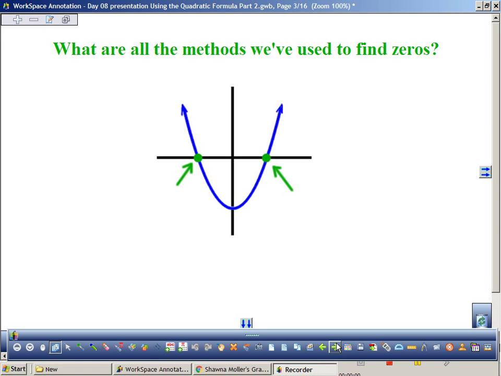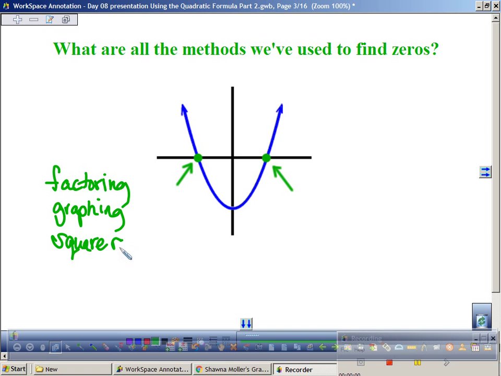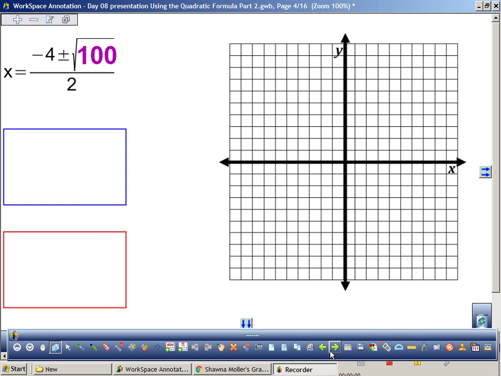All right. So far we've used lots of methods to find zeros. Can we name them? Factoring. Graphing. I heard square rooting. And now we're using the quadratic formula. You guys are awesome. Okay.